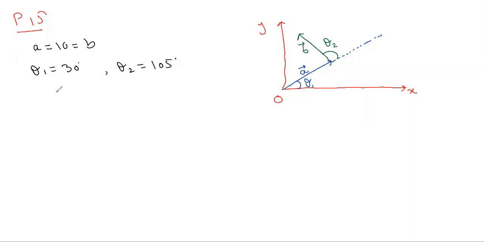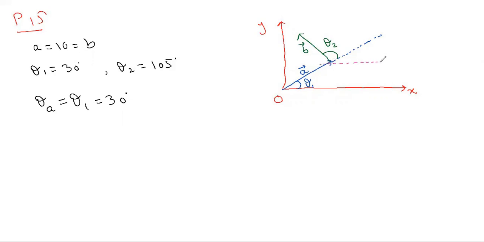So we can easily figure out that the angle theta A, that is the angle which vector A makes with the positive x-axis, is just equal to theta 1. So this is 30. But the angle theta 2 is not the angle which vector B makes with the positive x-axis, while this is the angle between vector A and vector B. So we have to find what the angle theta B is.